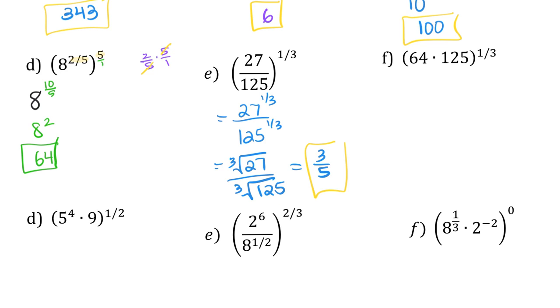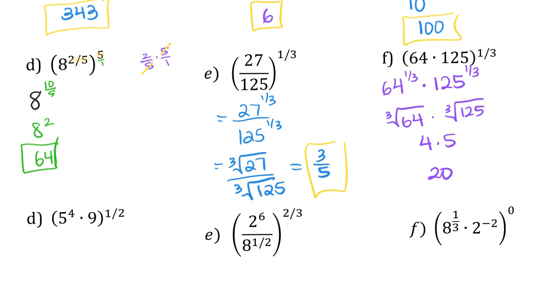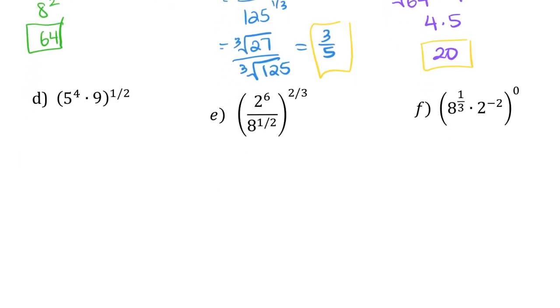Okay, F. Let's see. I could multiply these together, but I'm going to get a ginormous number. So let me distribute the 1/3. So 64 to the 1/3 times 25 to the 1/3, and that's an exponent. Since it's a fraction, it's a 3rd root. So what is that? 4 times 5, 20. And we're just trying to make these easier to evaluate. There could be more than one way.